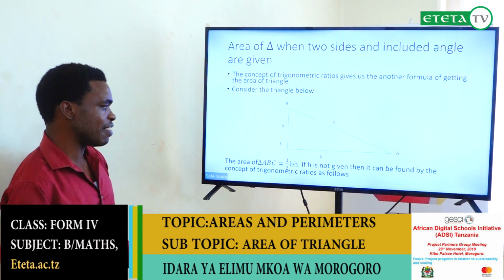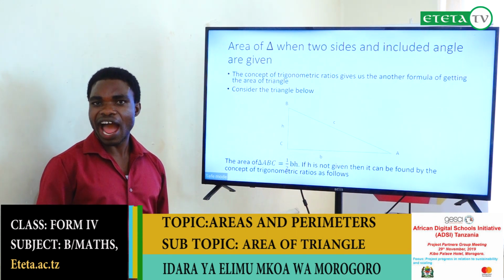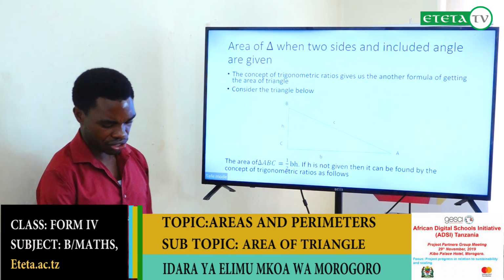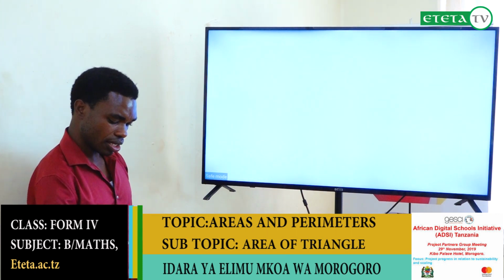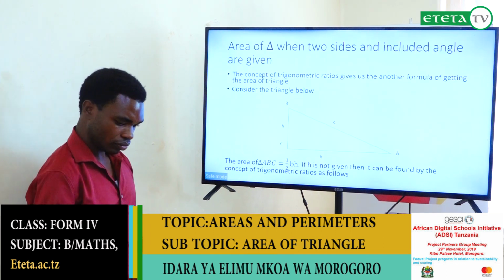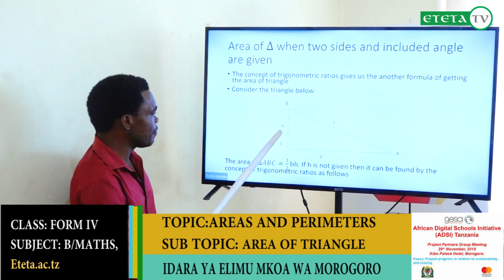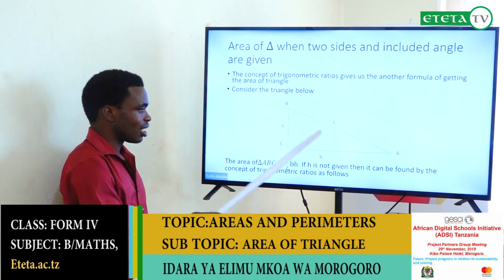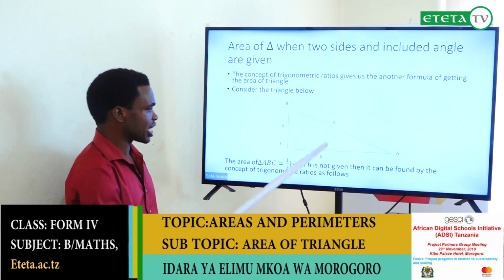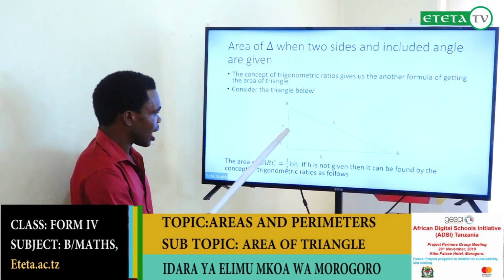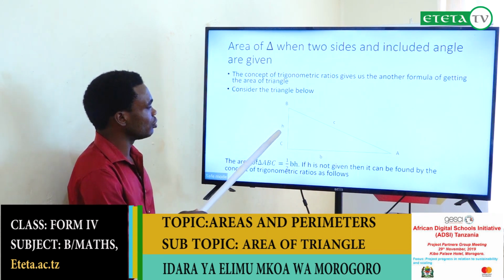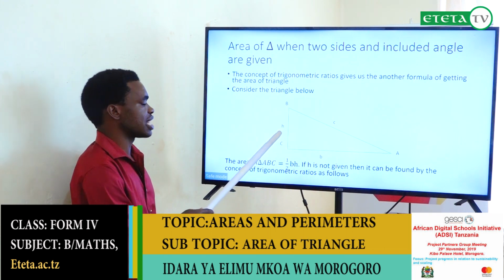If h is not given, and probably you have some angles of that triangle, you can use the concept of trigonometric ratios, as I said. Let us see how it works. For example, from this triangle, if this h is not given, you are given angle A, and you have maybe b, but you don't have h. Then you have to use the concept of trigonometric ratios to get this h.